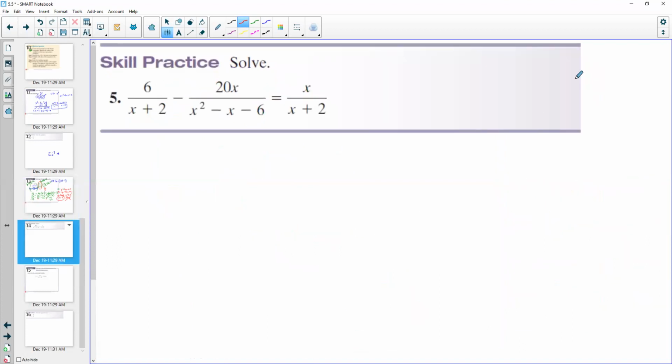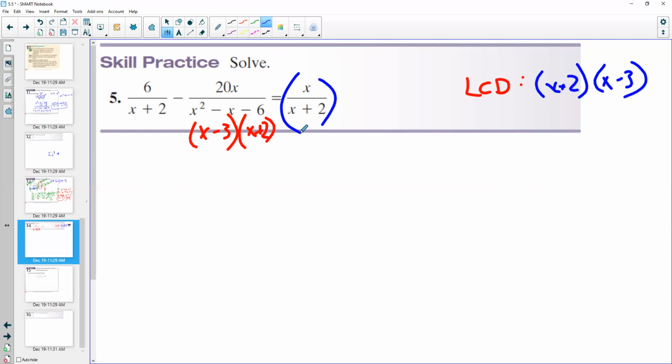Okay, same idea here, factor. Then find the least common denominator, then do the thing that's next. So let's do that. Let's factor that second denominator. It's going to be, let's see, multiply to negative 6, add to negative 1, pardon me, x minus 3, x plus 2. Okay, so that's what that turns into. What does that make the least common denominator? That makes the least common denominator for sure x plus 2, and then I need the x minus 3.